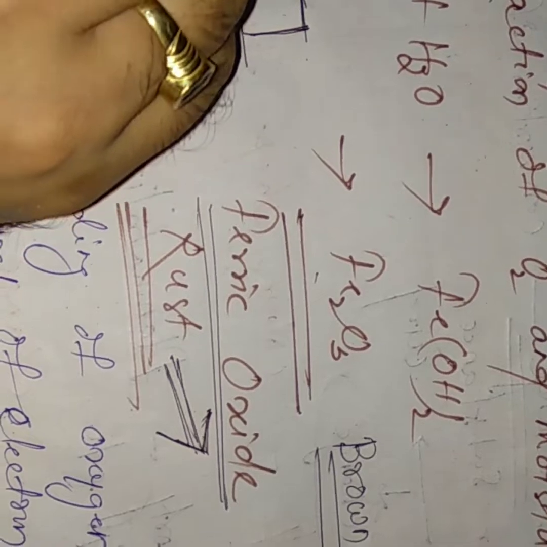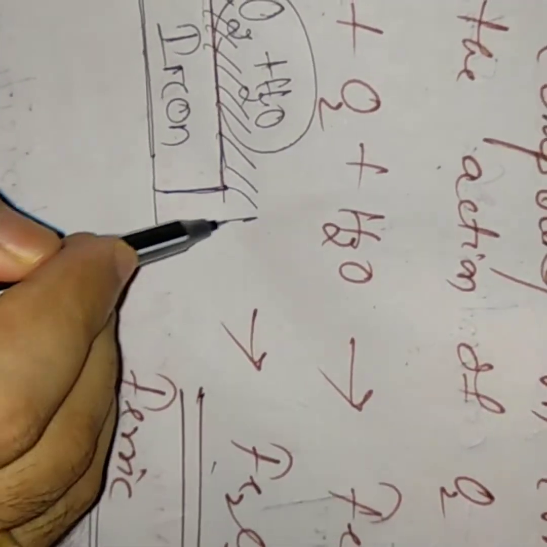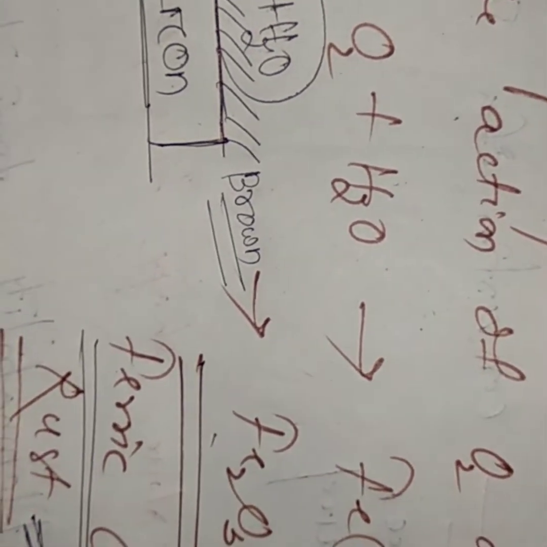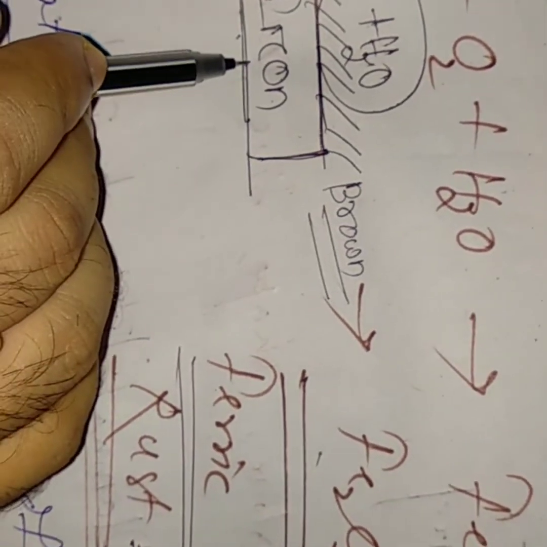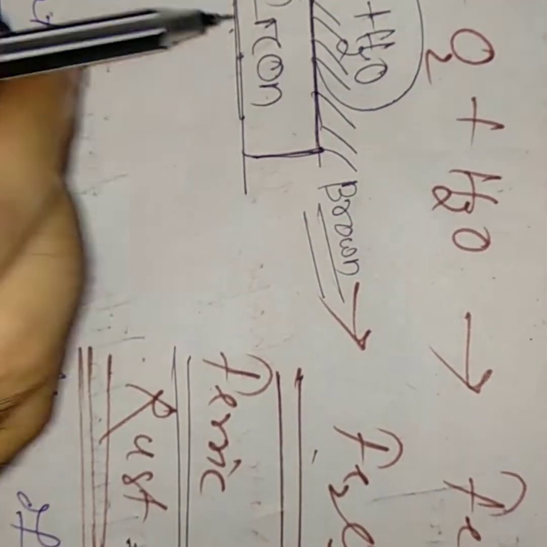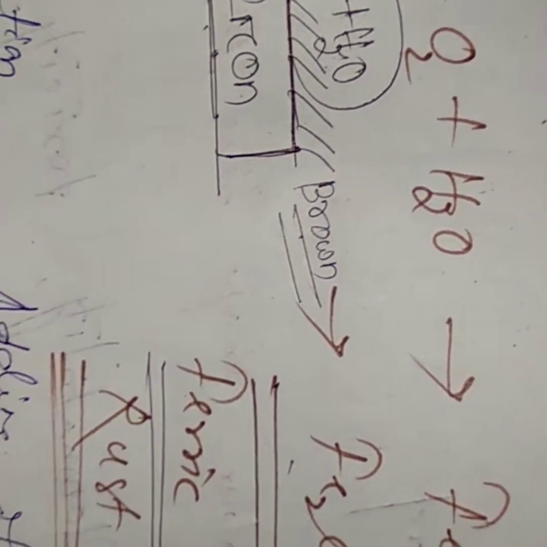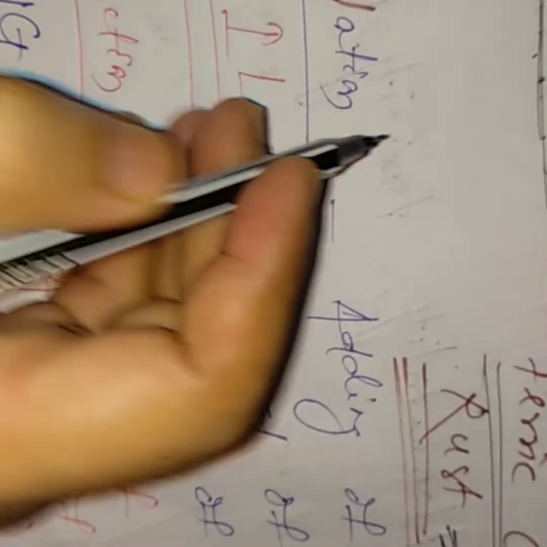A brown color coating of ferric oxide, an oxide of iron, forms on the surface of iron. When fresh iron comes in contact with oxygen and water, then a brown color coating is formed, and that is called rust. Clear? Then come to oxidation.